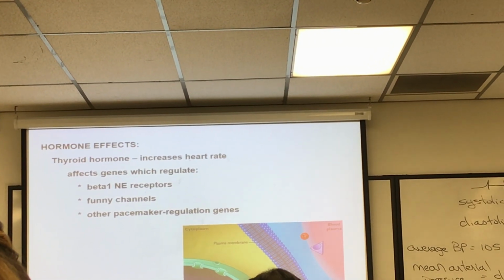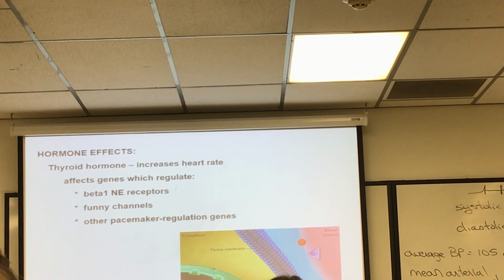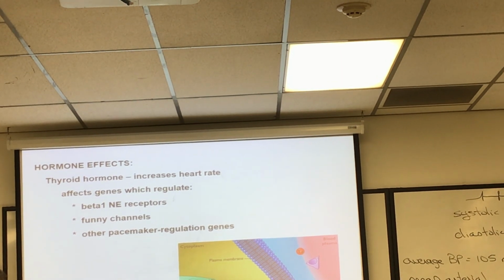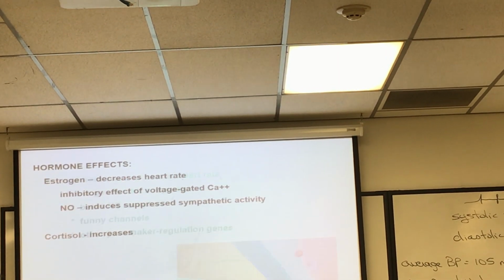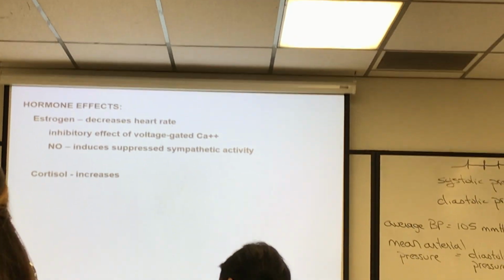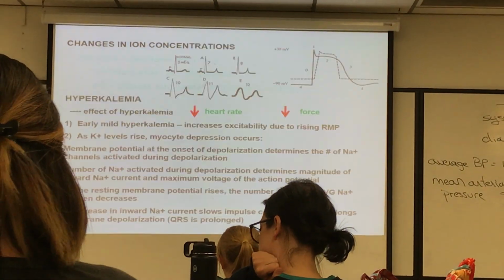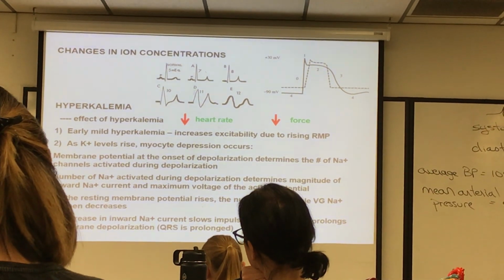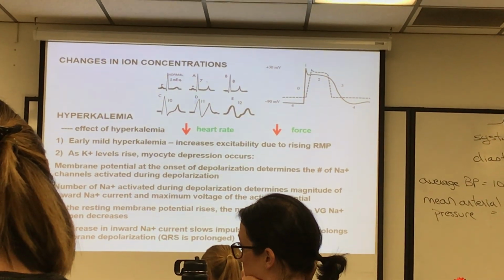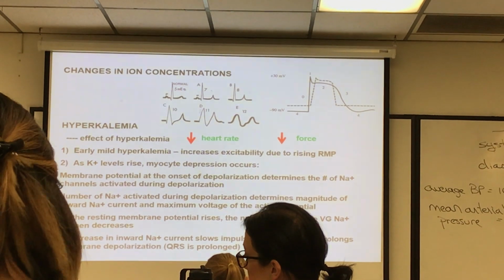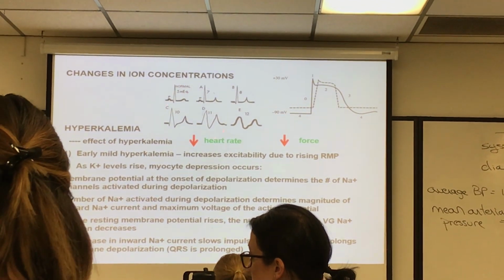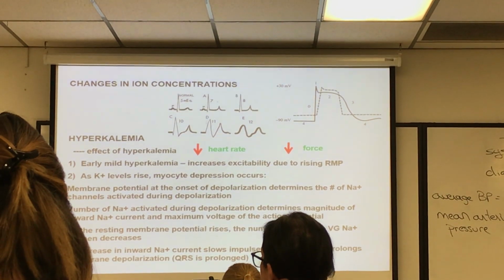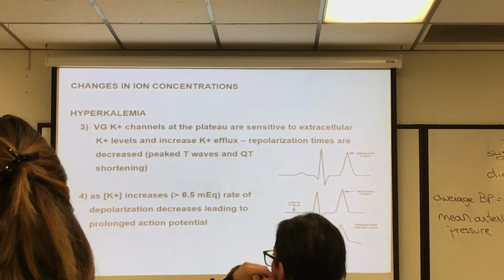We talked about thyroid hormone also increasing heart rate, okay, by activating genes to make more of the proteins that allow positive ions in. You don't have to worry about estrogen or cortisol, the thyroid is the only one I mentioned. Ions will change heart rate. You did that with the cardiophysiology, all right? If we have too much potassium, heart rate slows down, we get into this sinusoidal rhythm, and sodium can affect heart rate as well.